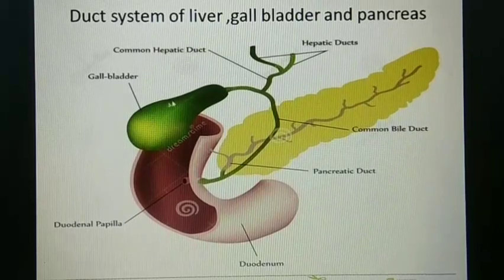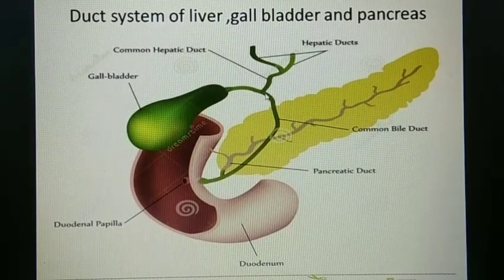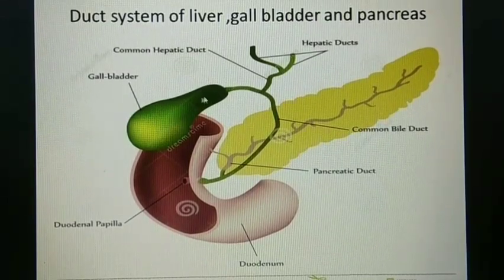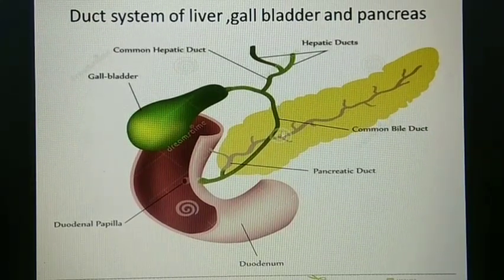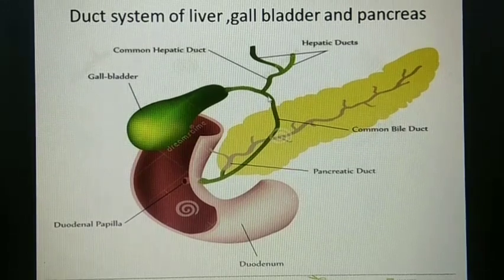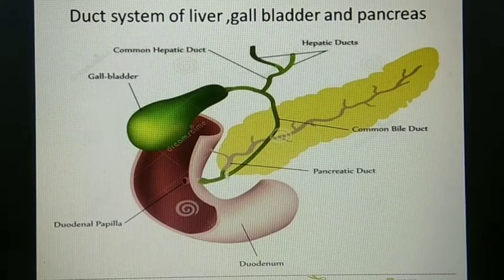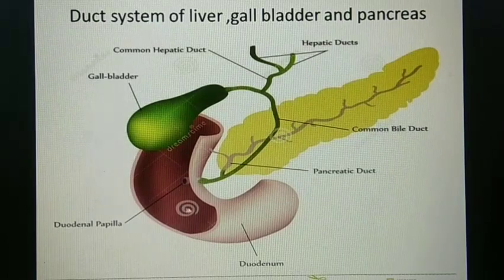And so you can see gallbladder is here where temporarily bile is stored. So hepatic ducts carry the bile from the liver and it will be stored in the gallbladder through the cystic duct. Then when this bile is needed for digestion, it will pass through the common bile duct and it will join with the pancreatic duct to form hepato-pancreatic duct, and then it will open into duodenum.